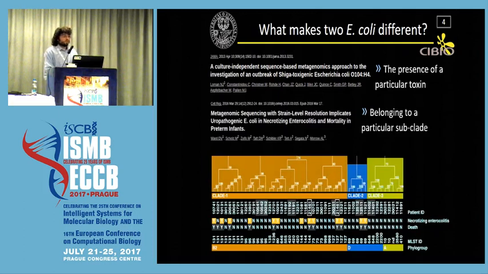But it can also be the belonging to a particular subclade, and we've done a very interesting work with Doyle Ward, in which we demonstrated that a particular substrain, a subclade of E. coli, was responsible for the majority of the cases of necrotizing enterocolitis, which is a dreadful disease that affects newborns especially, and may also lead to death.